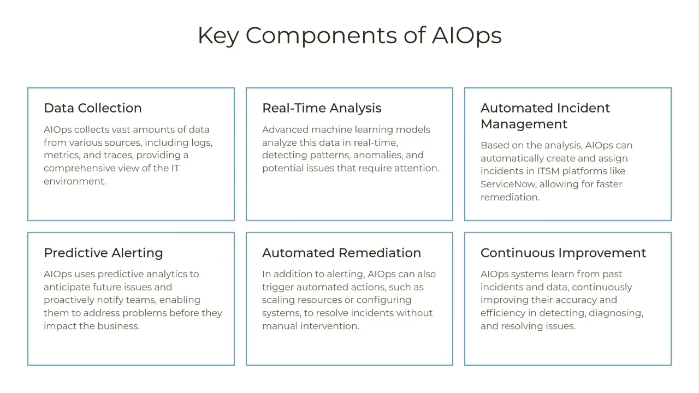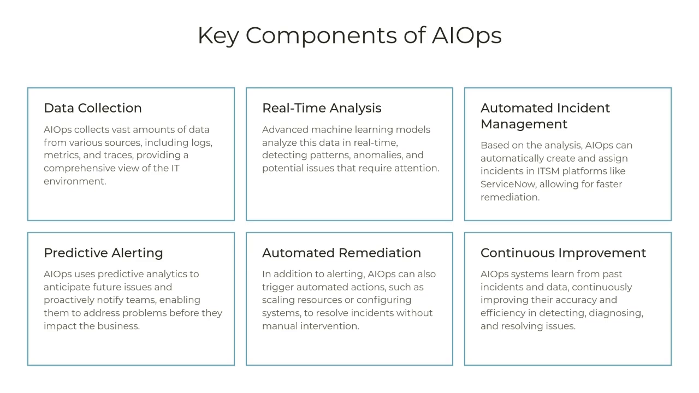Let's quickly break down the key components that make AI Ops work effectively. Data collection. AI Ops pulls in data from everywhere, logs, metrics, and traces, giving you a complete view of your IT environment. Real-time analysis. Once the data is collected, AI Ops uses machine learning models to analyze it in real time, detecting patterns and identifying issues before they become major problems.